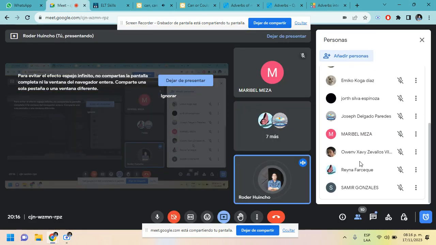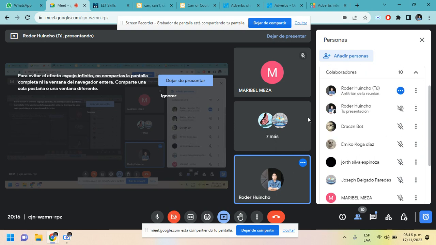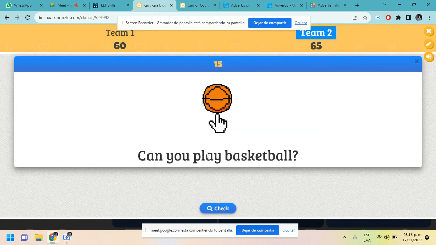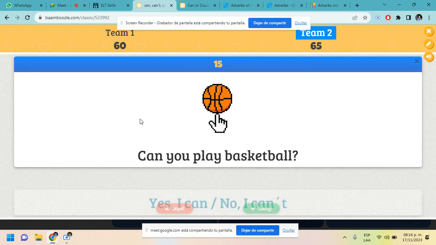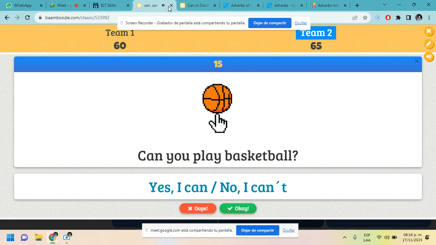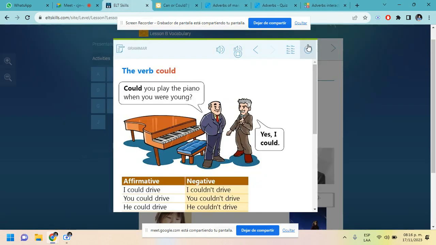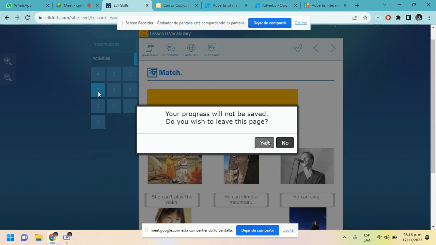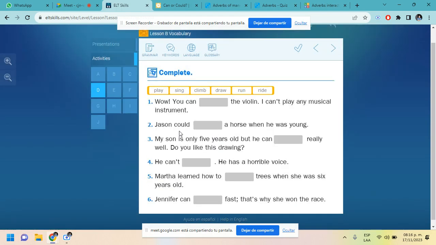Okay, let's see to finish. Emiko, please tell me, can you play basketball? Yes, I can. Good. Okay, my friends, now let's go to the platform, to the activity D. Help me to complete with the verbs. Please, I need six volunteers to participate here. Raise your hand if you want to participate, okay? Raise your hand, please.